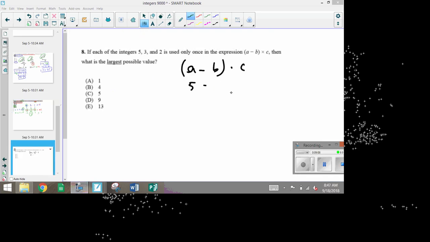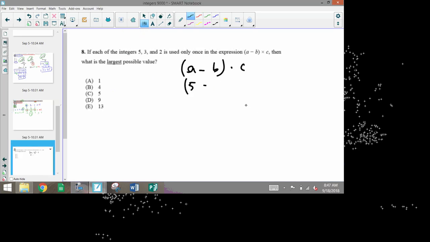All right, A is 5, B is 3, and then C is 2. I'm just trying. What I'm trying to get, circle the question. What is the largest possible value of this product as a result? Is that the largest number am I gonna get?